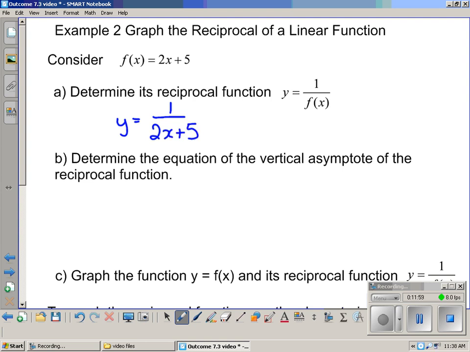We want to determine the equation of the vertical asymptote. Well, the vertical asymptote happens when the denominator of our reciprocal function is equal to 0. So the denominator is 2x plus 5, and when it's equal to 0, we have a vertical asymptote. So solving this equation, we end up with 2x equals -5, or x equals -5 over 2. So this is our vertical asymptote.